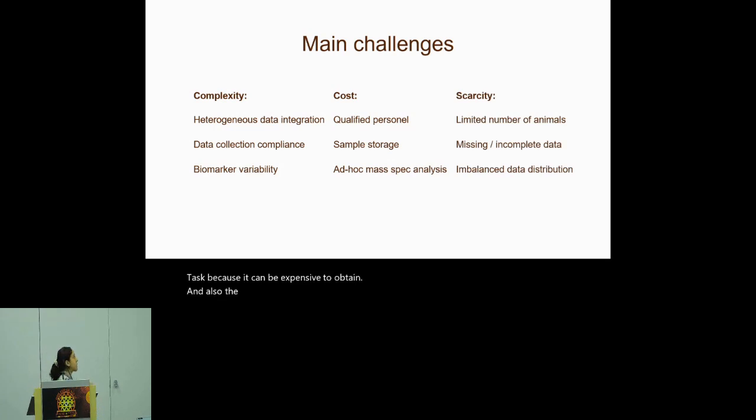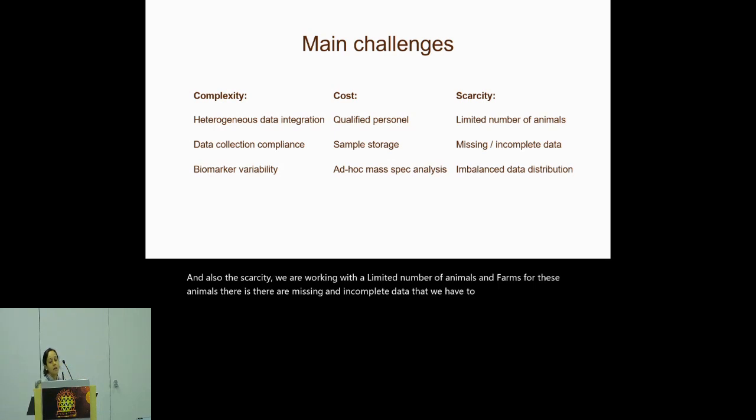And also the scarcity. We're working with a limited number of animals and farms. For these animals, there are missing and incomplete data that we have to handle. And as a nature of the task, the data is imbalanced. Certain events, certain diseases will always happen more often than others. So in the real case scenario, all our data sets are imbalanced.